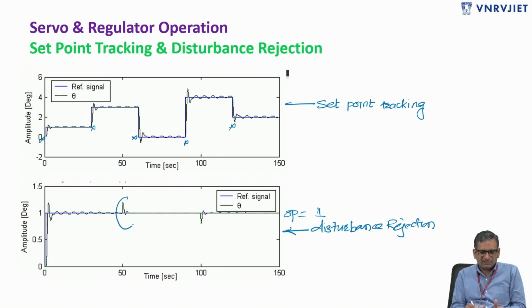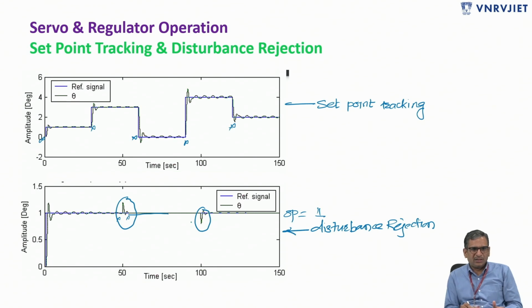You can see at 50 seconds some disturbance has been introduced, so there is a deviation of the output from the set point. Immediately you can see the controller is bringing the output back to the set point, and it is maintained. Again around 100 seconds, let's say, the disturbance is introduced, and you can check that immediately the output is brought back to the set point. So this is what we can call disturbance rejection, or a regulatory operation.